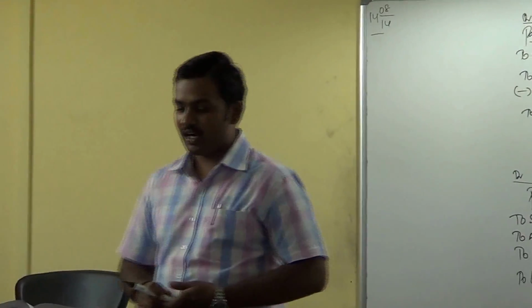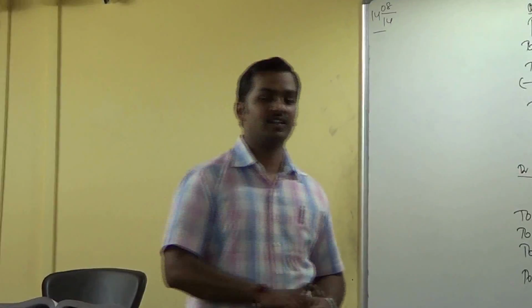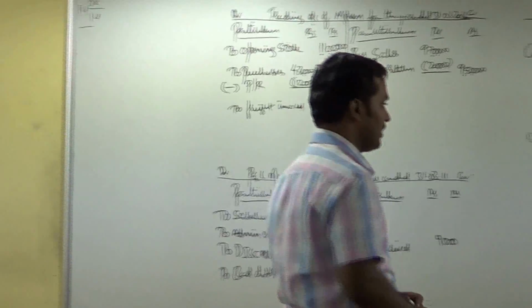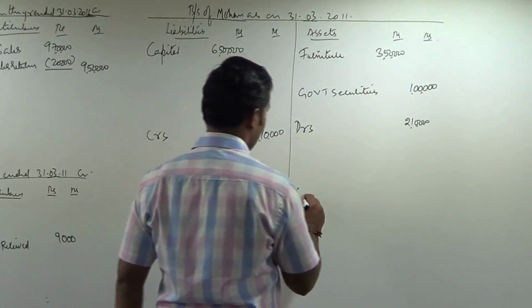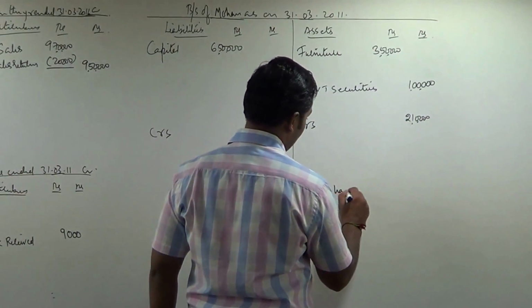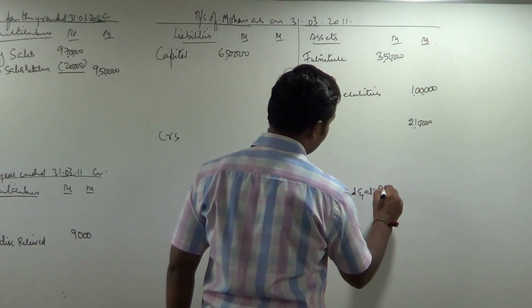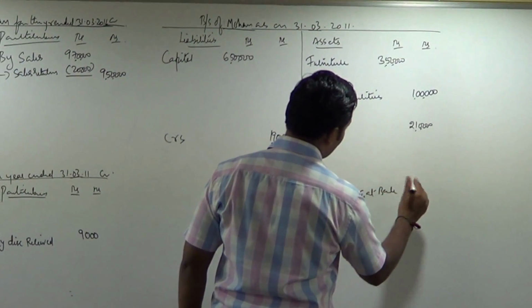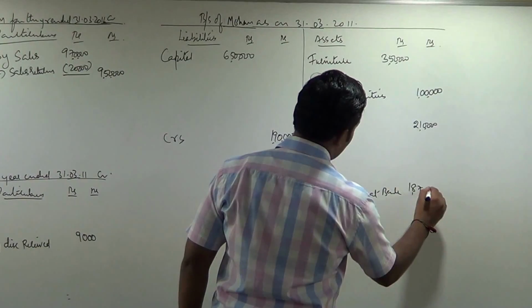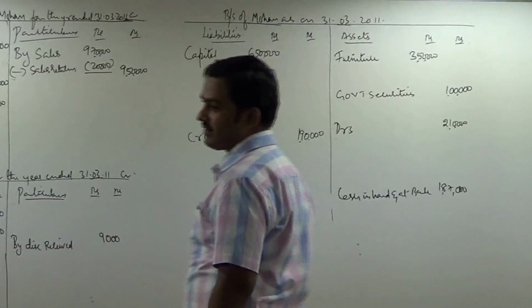Next, cash in hand and cash at bank, 1,87,000. So where do you show it? Balance sheet, asset. Cash in hand and at bank. How much? What is the amount? 1 lakh? 1,87,000.